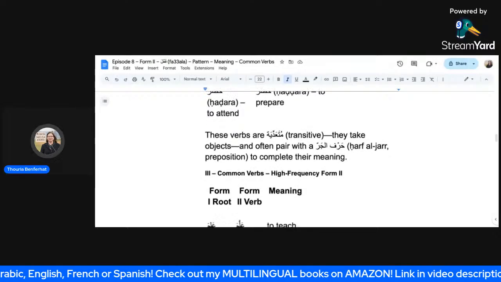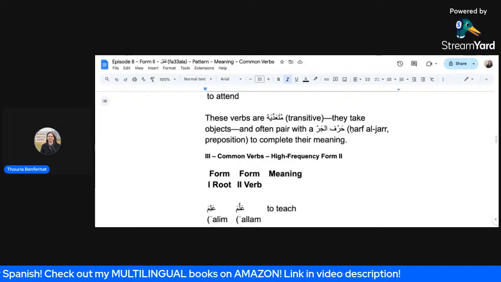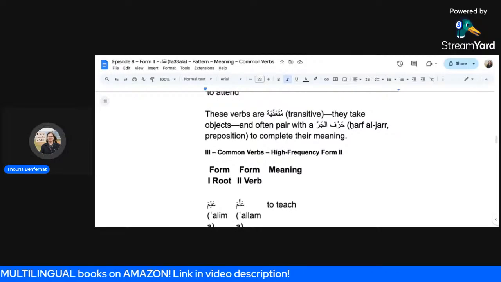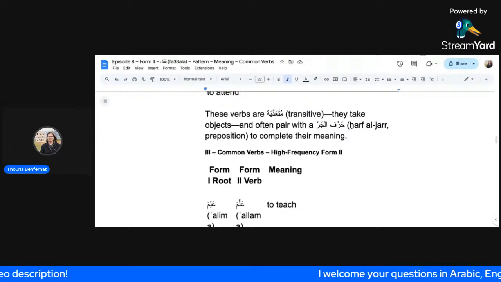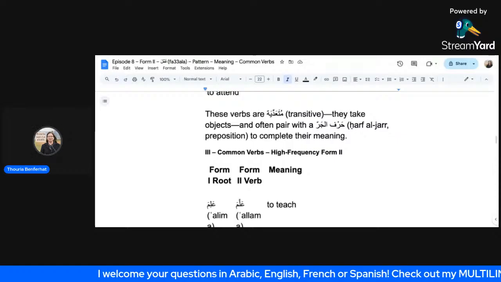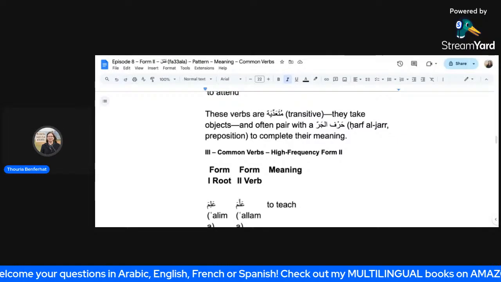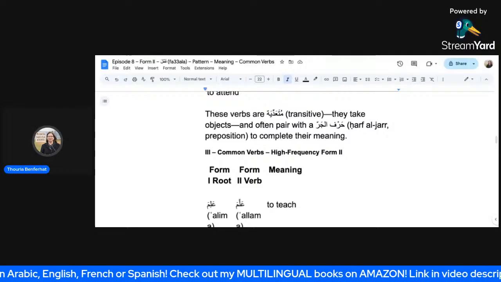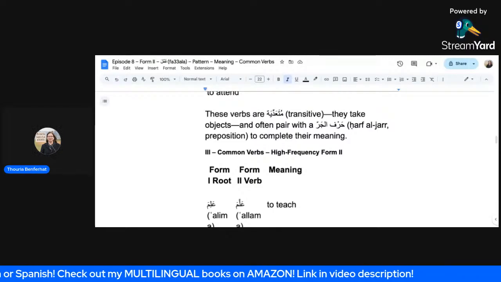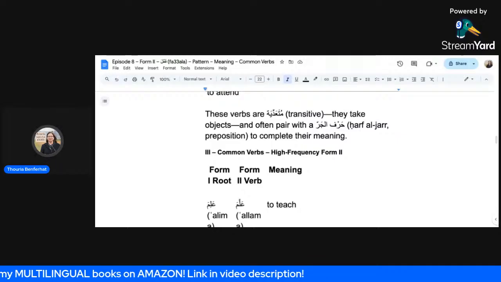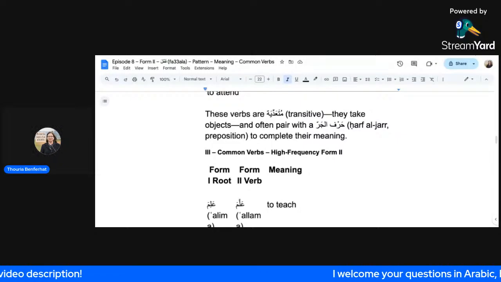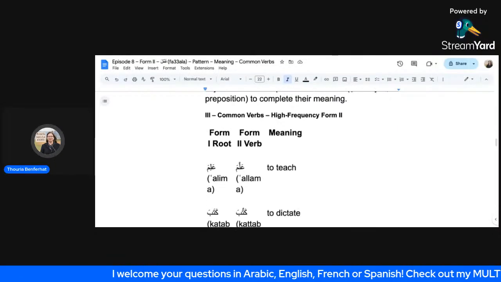So these verbs are called muta'addiyah, transitive, and we say muta'addiyah for a group of verbs because a group of verbs is non-human plural, and as you know, non-human plural in Arabic is always considered singular feminine. Muta'addiyah sounds singular feminine, and it is because of this reason. So that means that they are transitive. They take objects and often pair with harf jar, a preposition to complete their meaning. And we are going to look at some examples.